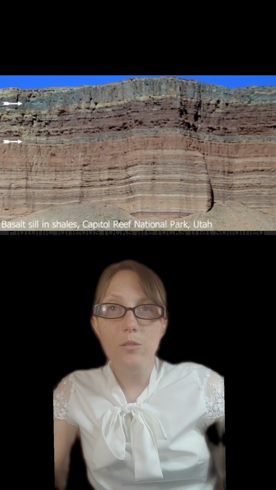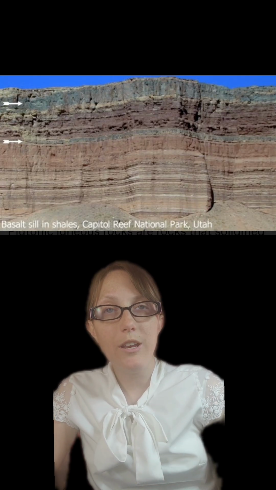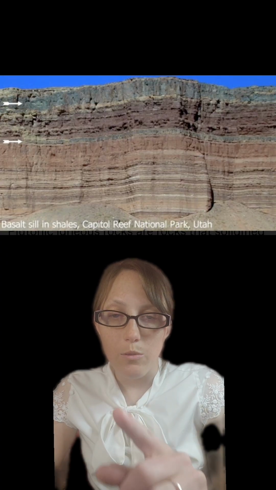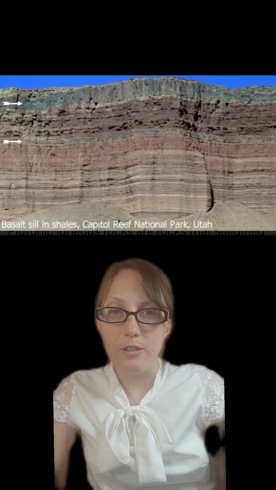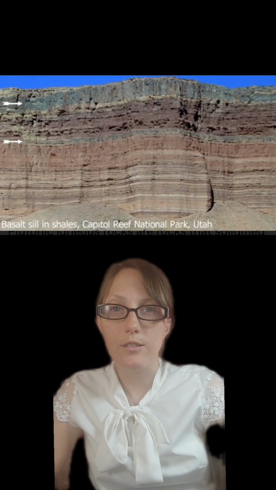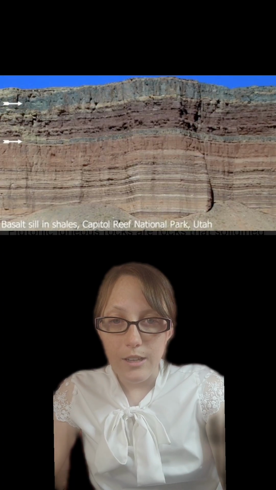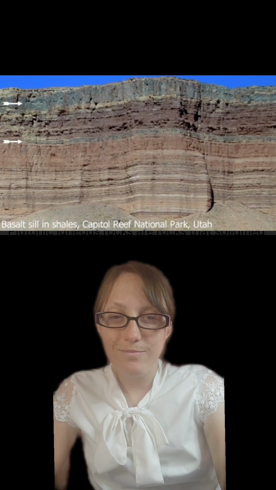You can have a sill, which is an intrusion that followed the bedding plane of the host rock. So where the arrows are, you can see there are two different basalt sills there in shell layers in Capitol Reef, it looks like.